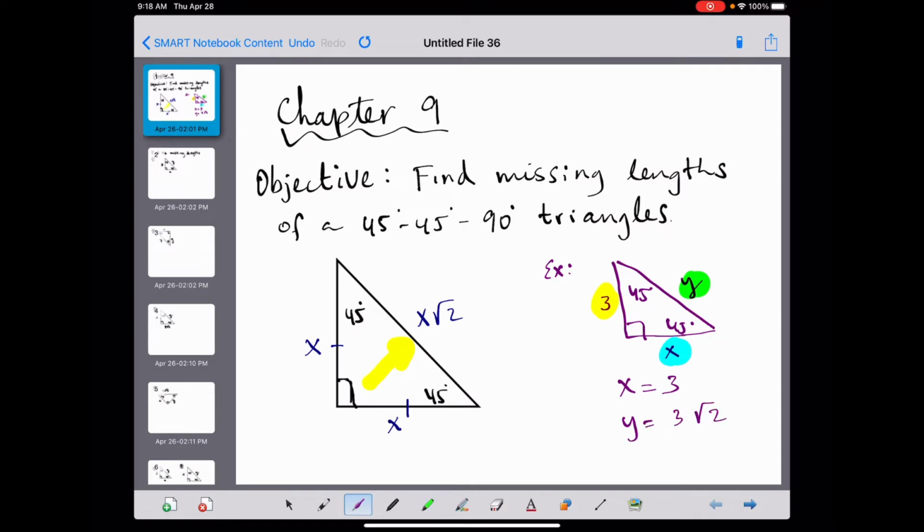Does that make sense? So let's go over one more time. These two sides are always the same, right? If this is 3, then this has to be 3. And then this side right here, which is across from the 90 degrees, is always whatever the length is times square root of 2. So the length is 3 times square root of 2. Okay? So this is a simple case. Let's move on to harder ones.